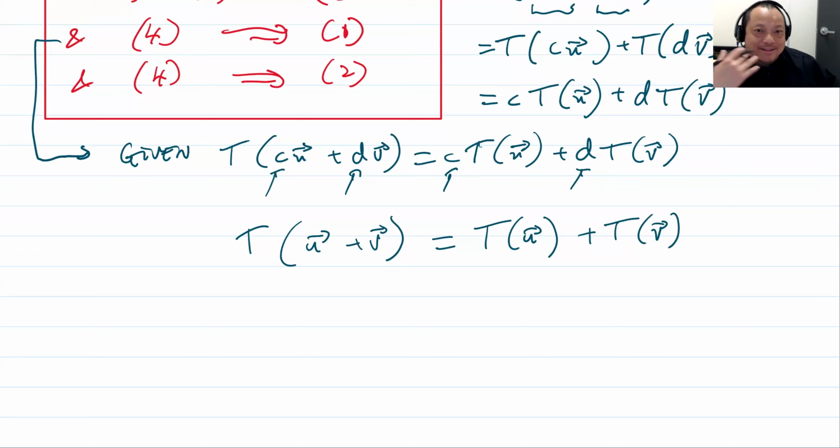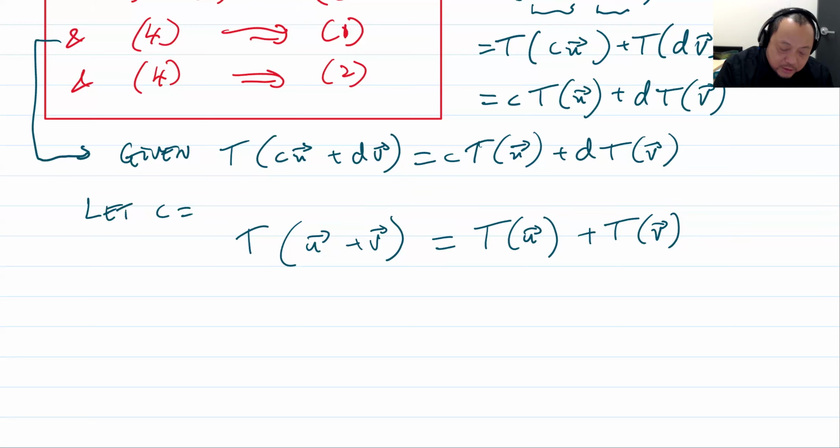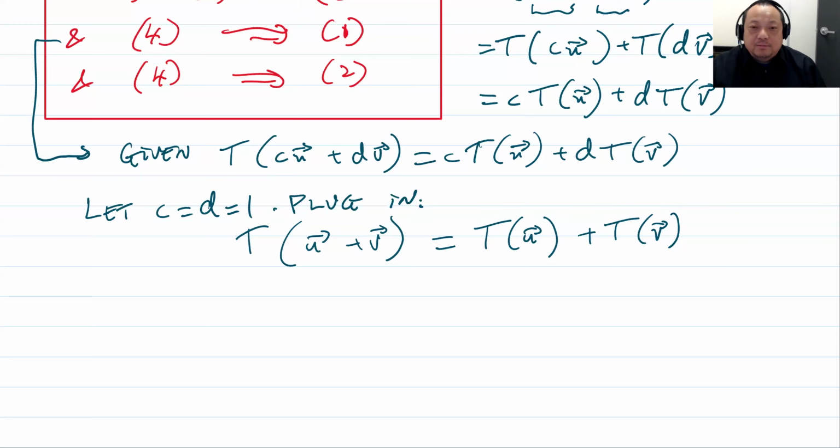Ha! Since C and D are arbitrary constants, arbitrary scalars, I can choose whatever value for them that I want. I'm going to choose them to be what? Number one, right? Because right here is an invisible one. So, yep, let's do that. Let C equal D equal 1. And I plug it in. And yeah, that's it. I have property 2, property 1.